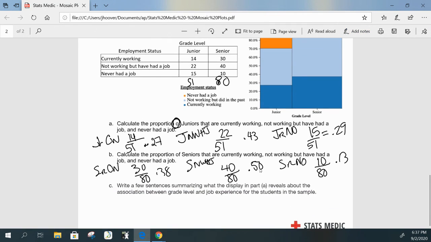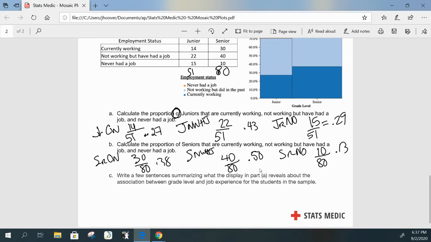And that's the table, and that's where we got the table. And I want you to write a few sentences summarizing what the display in Part A reveals about the association between the grade level and the job experience for the students in the sample.